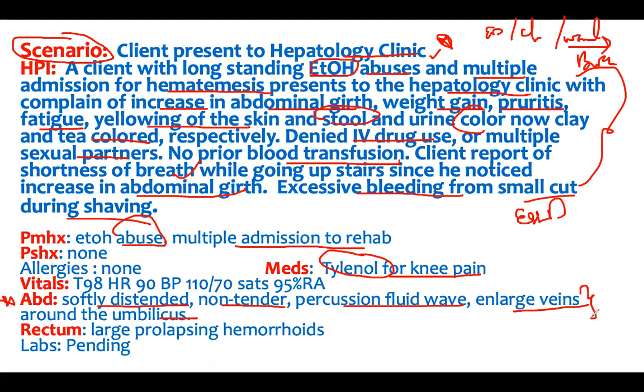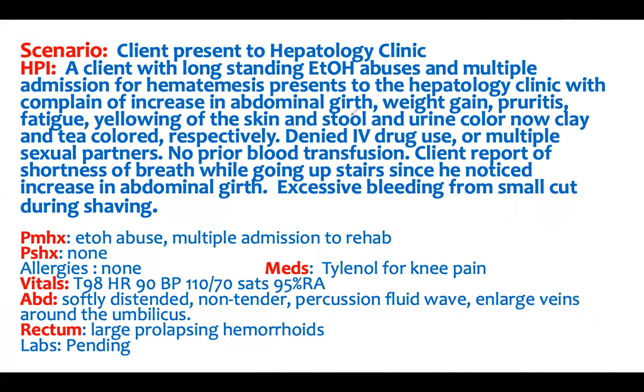Physical exam findings for cirrhosis. This is caput medusae. This is ascites. This is what you expect them to have: a softly distended abdomen. And in the rectum, they have a large prolapsed hemorrhoid. All these indicate portal hypertension. And their labs are pending. I provided you enough information to let you know that this patient has end-stage liver disease with a bunch of symptoms. Now, let's see what kind of questions we're going to do.